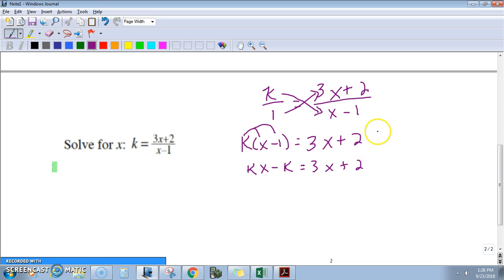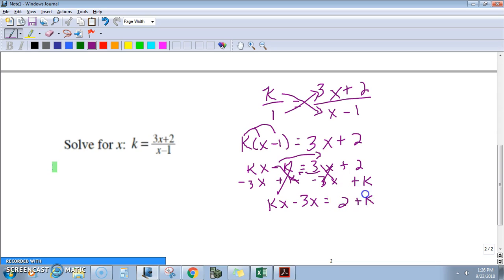And I want x by itself, so I want to get anything that has an x on one side and anything that doesn't on the other side. So I'm going to move this k to this side by adding k to both sides. But I'm going to move this 3x to this side by subtracting 3x from both sides. So what I end up with is kx minus 3x equals 2 plus k, or k plus 2. It doesn't matter which way you do it because addition is commutative.